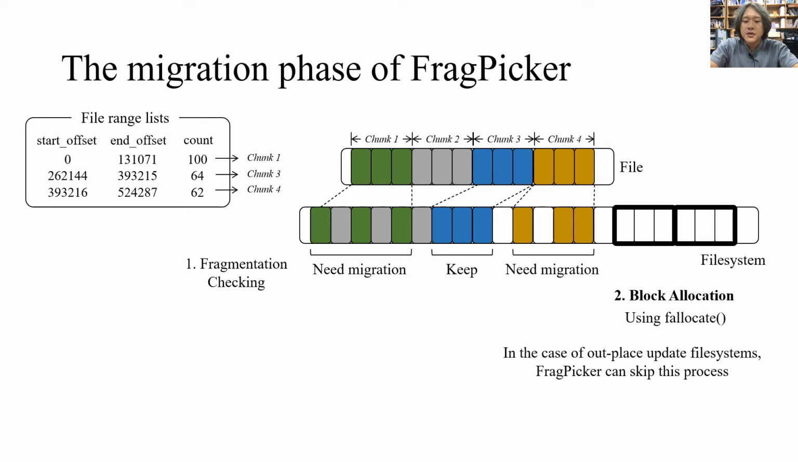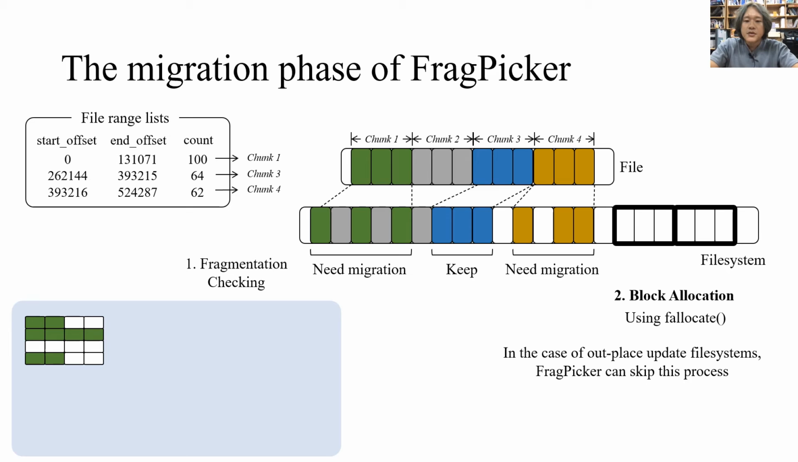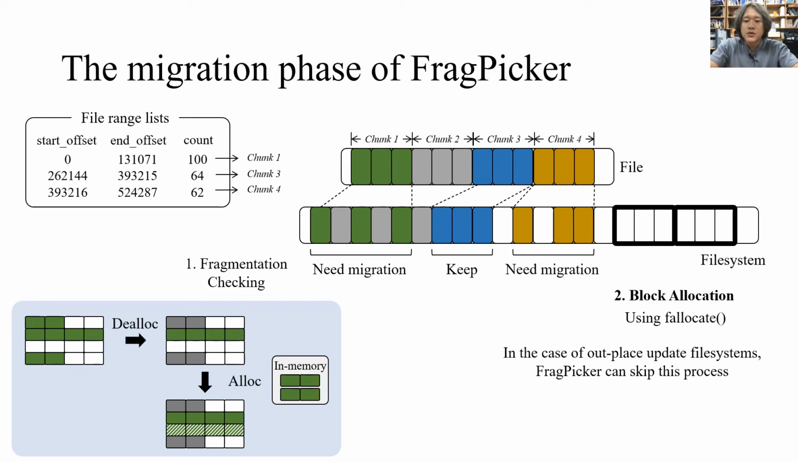The block location consists of deallocation and allocation. First, FragPicker deallocates the existing data using fallocate's punch hole and temporarily stores the corresponding data in an in-memory buffer. Afterwards, FragPicker allocates a new contiguous area for further migration. And then, it migrates the data by writing them from the buffer to the new area in the next step.